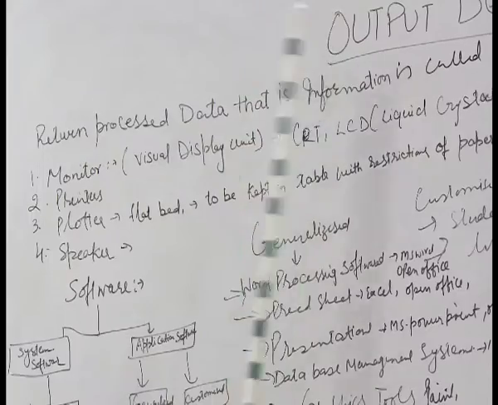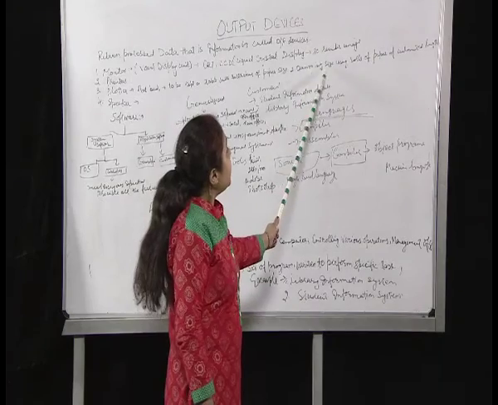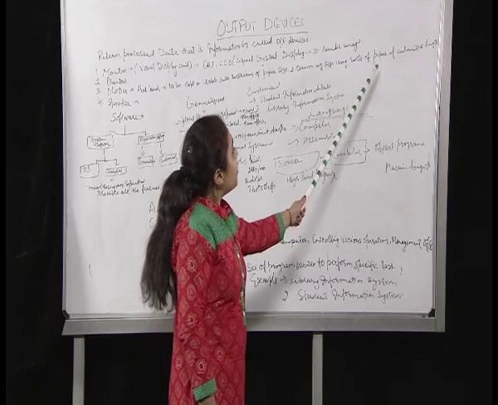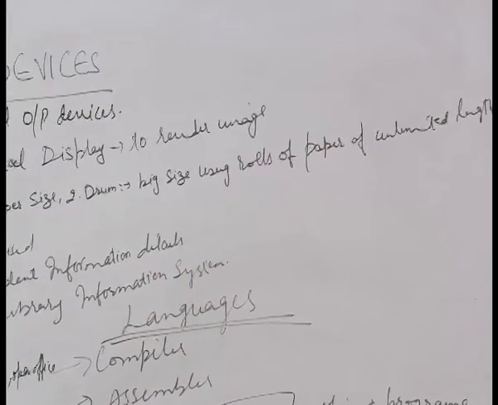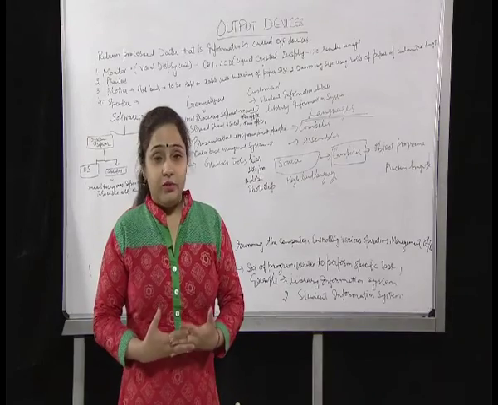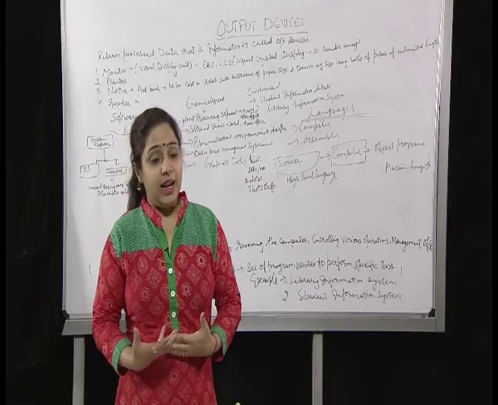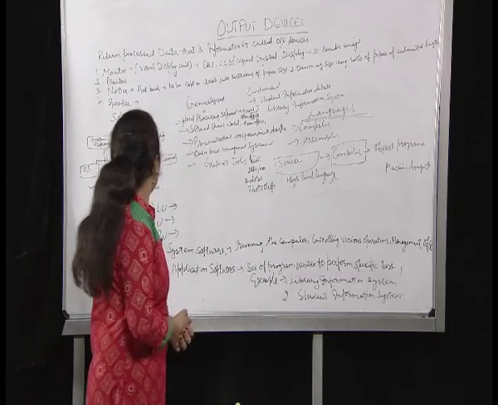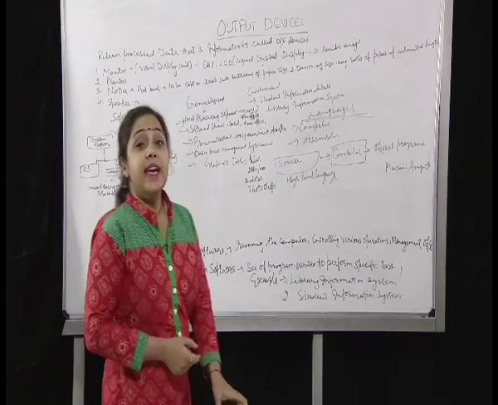And the second one is the drum. A drum is a big-size printer using rolls of paper of unlimited length. It is a big roll of paper to be unrolled when a client needs it.